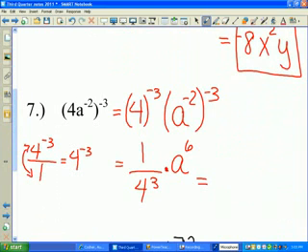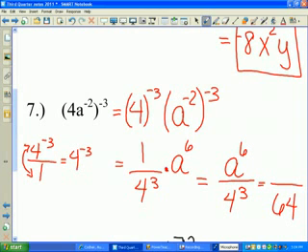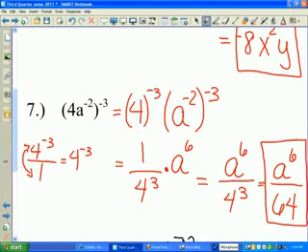So a to the 6th, since it's a positive exponent, is going to stay in my numerator. And what goes in my denominator is going to be that 4 to the 3rd power. But we can also simplify that, can't we? 4 to the 3rd power is the same as saying 4 times 4 times 4, which gives me a positive 64. And then in my numerator, I have a to the 6th. So my ending solution is a to the 6th over 64.